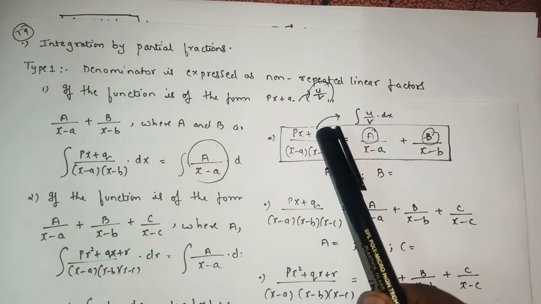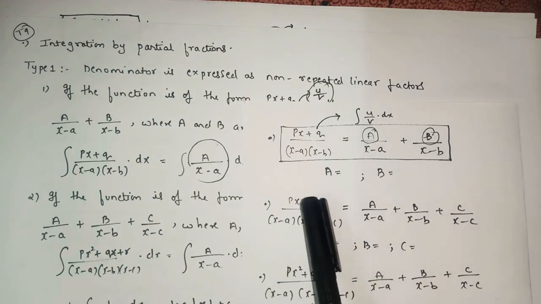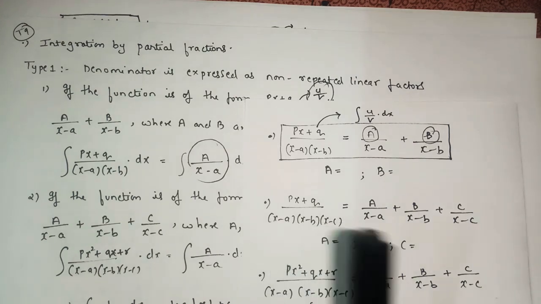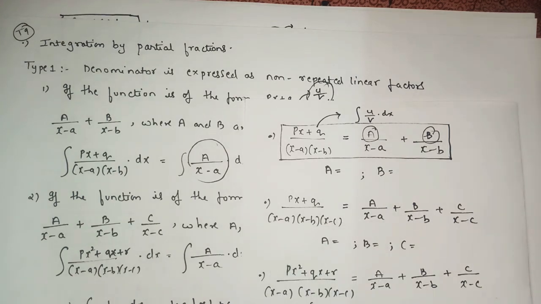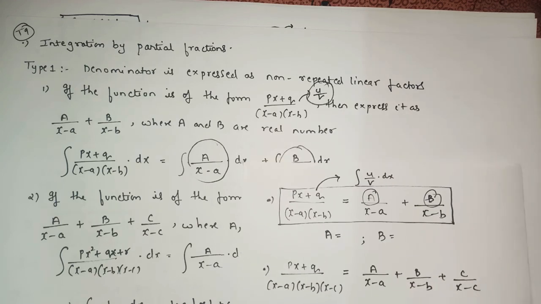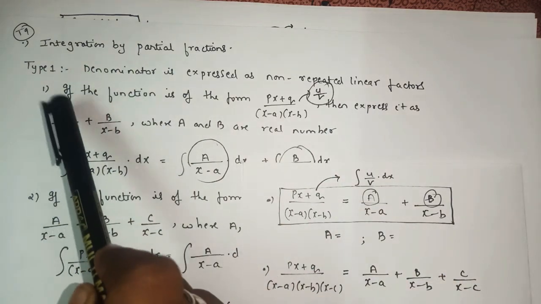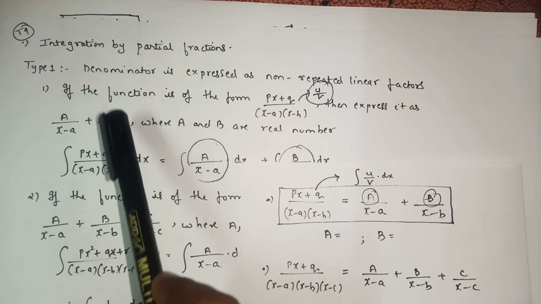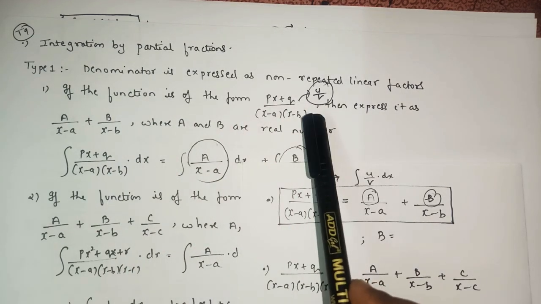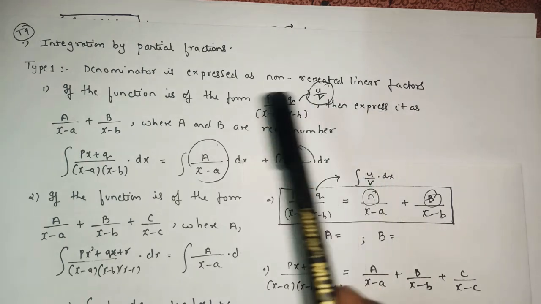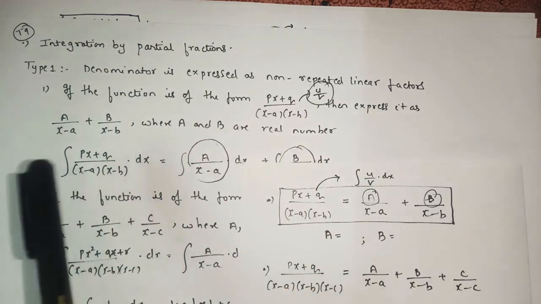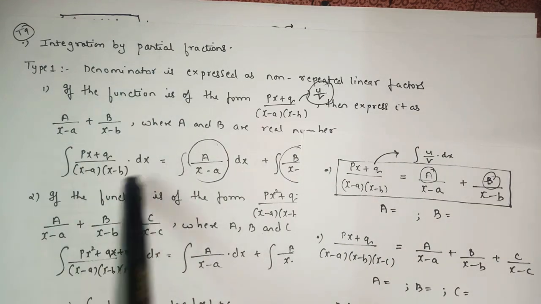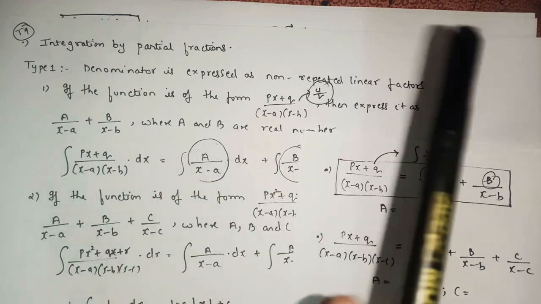In the numerator you will have the linear expression, and in the denominator sometimes you will see two non-repeated linear factors, sometimes three non-repeated linear factors. The method for both will be the same. Now what exactly do we have to do? If the function is of this form, then you will express it as a upon x minus a plus b upon x minus b. Suppose we have a third non-repeated linear factor x minus c, so you will write plus c upon x minus c. And after finding a and b, you will integrate both the sections, so you will express this whole integration in this form.